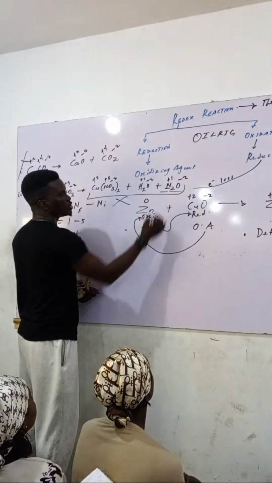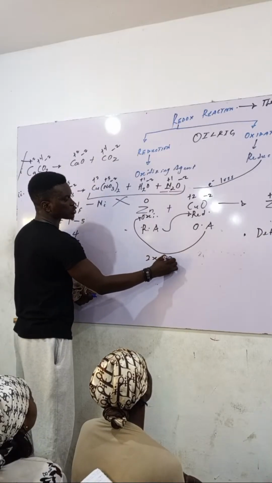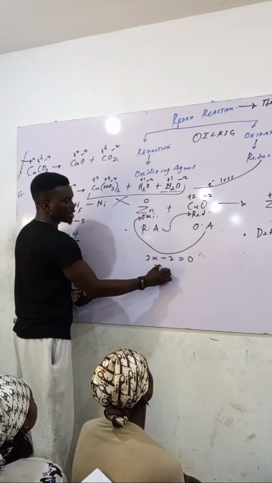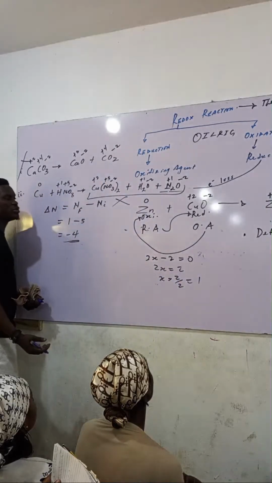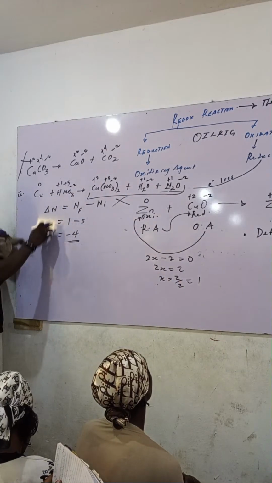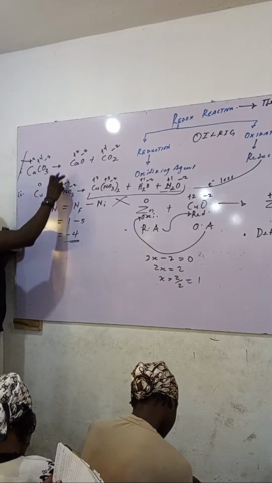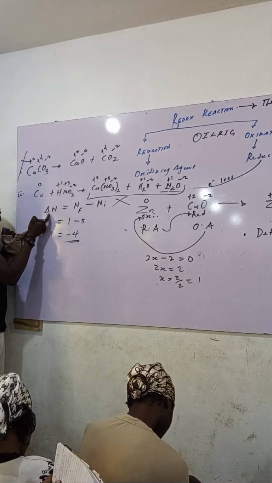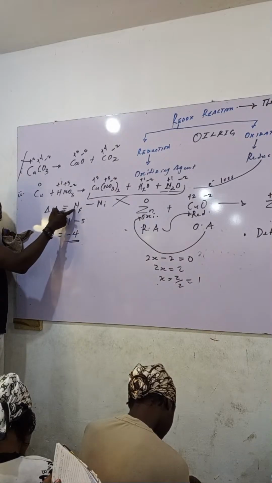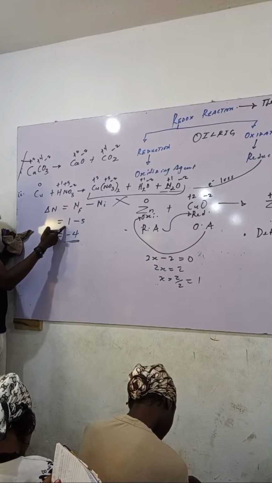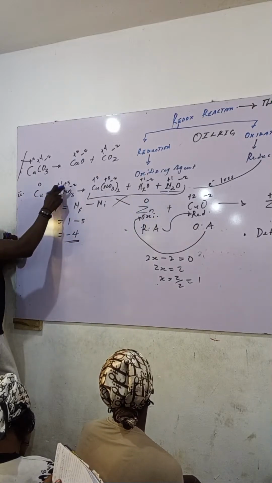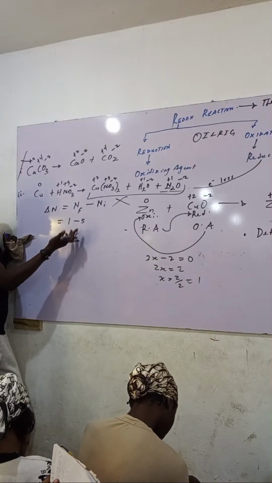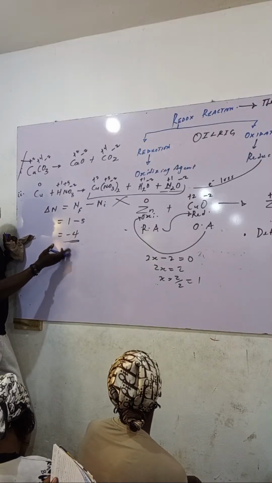This is going to be 2x minus 2 equals 0. 2x is equal to 2. X is equal to 1. So now, this one here is what? +5. So if they say calculate change in oxidation state, that's final oxidation state of nitrogen minus initial. The final is what? And the initial is what? So what's our answer supposed to be? -4.